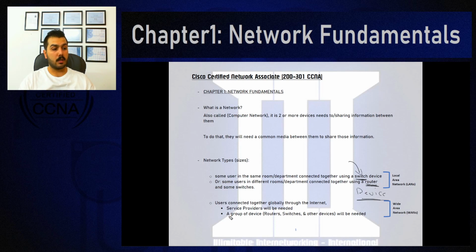Second point here: a group of devices, which are routers, switches, and other devices, will be needed. Before, we said that to establish a single LAN, one switch will be enough, or maximum one router and a few switches. In WANs we will need a lot of routers and switches, all in different locations, but they talk to each other. That is how to form a wide area network, which is WAN, of course, with the help of the service provider.